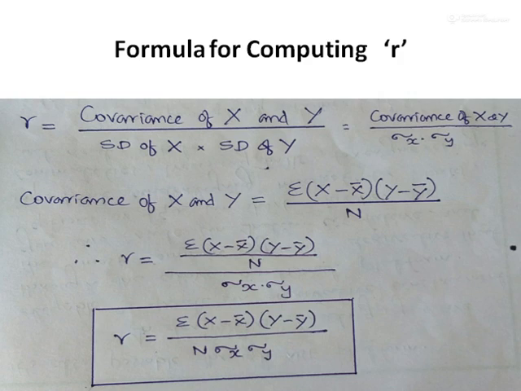Now all of you know the basic formula of computing Karl Pearson's coefficient of correlation. What is the basic formula for computing r? r is equal to covariance of x and y divided by standard deviation of x into standard deviation of y, or r is equal to sigma of (x minus x bar) into (y minus y bar) divided by n into sigma x into sigma y. Sigma x means standard deviation of x, sigma y means standard deviation of y.